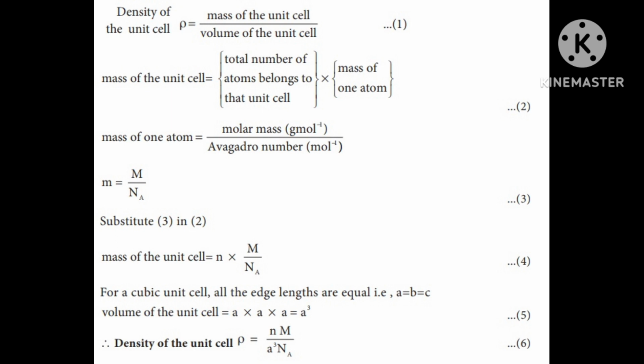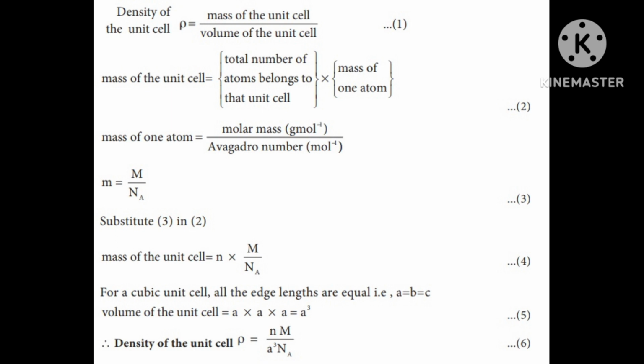Means capital M divided by Avogadro number is equal to the mass of one atom. That is equal to small m. Then small m is equal to capital M divided by Avogadro number. Avogadro number is represented by N A. Now if you know the molecular mass, and Avogadro number is fixed, always fixed, you get the value.